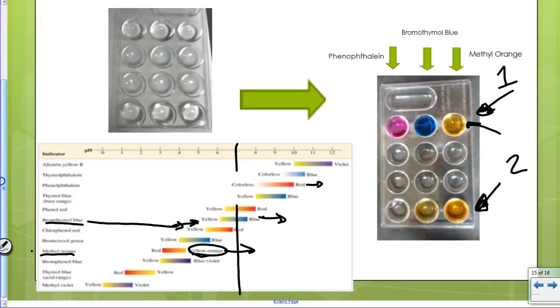And that's all we would expect you guys to do. We'd expect you to be able to classify it as a base with some indicators, and we're going to get you using ones other than litmus so that you're familiar with them.